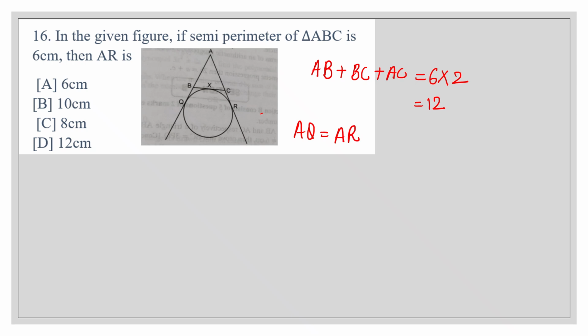Let's assume BQ is A. This is not visible. BQ is A. So BX is also A. Again, BQ and BX are tangent. Then CR is B. This is B. This one is also B.